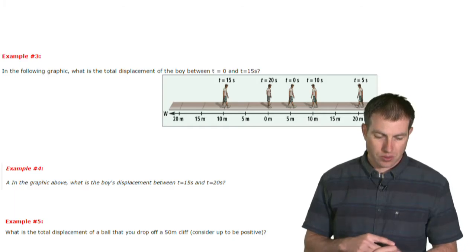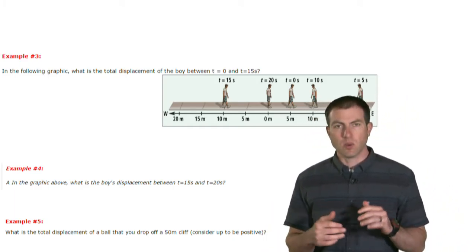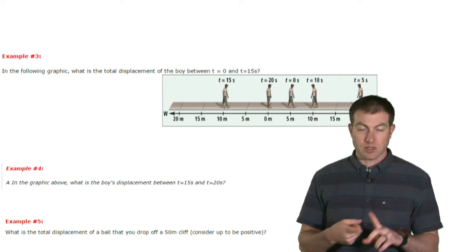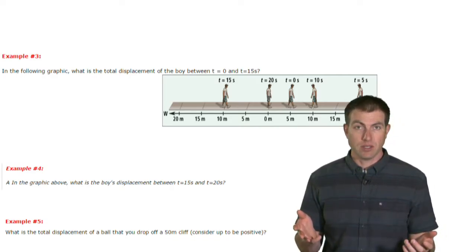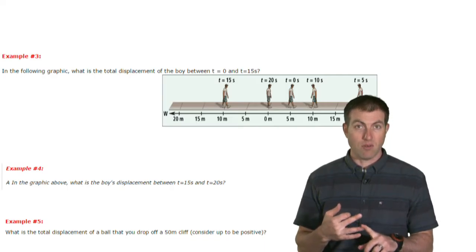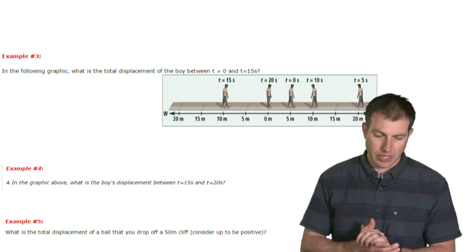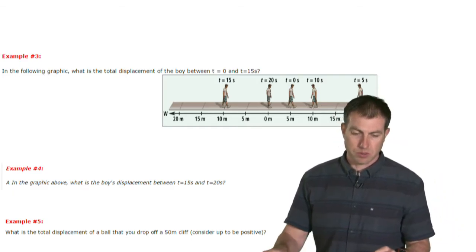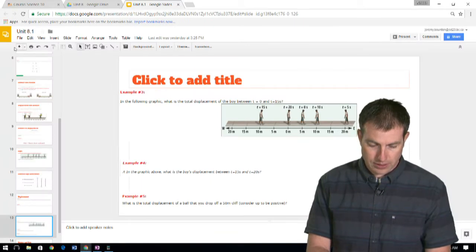an opportunity to look at these three examples. So again, it comes down to the meaning of the words. Distance is how far you've traveled, position is how far you are away from something, and displacement is how far you are away from where you started. So in example number 3 here, what is the total displacement of the boy between 0 seconds and 15 seconds?